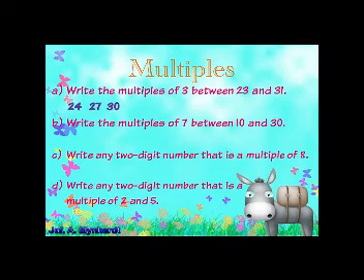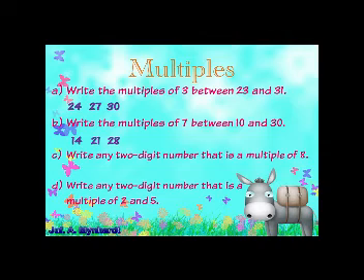Okay, then write the multiples of 7 between 10 and 30. So that means you need to count in 7s to see which numbers are between 10 and 30. So it's going to be 7, 14, 21, 28, 35, and so on. So which numbers are between 10 and 30? That will be 14, 21, and 28.